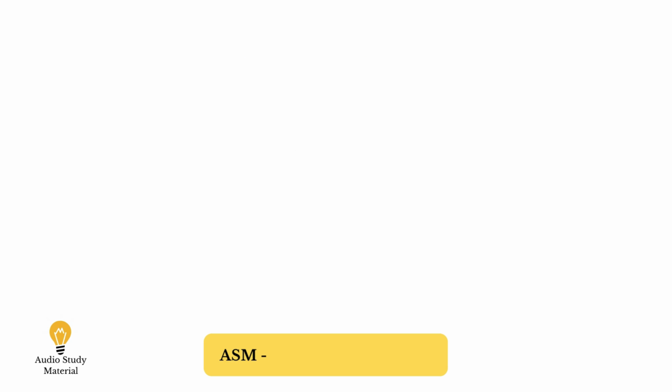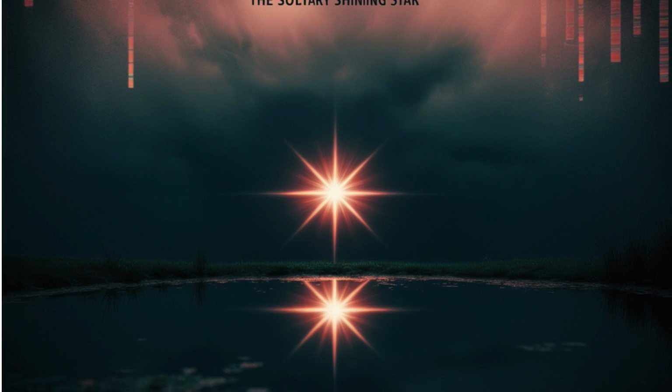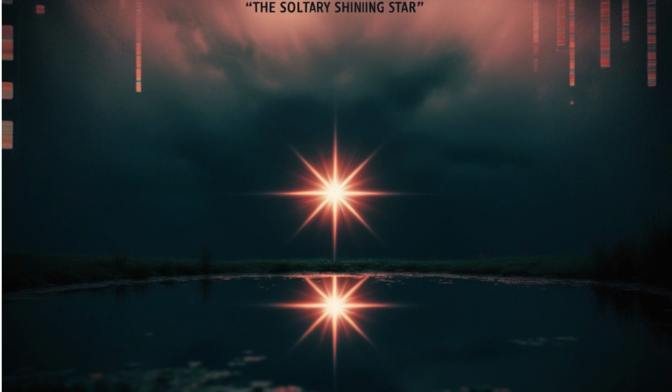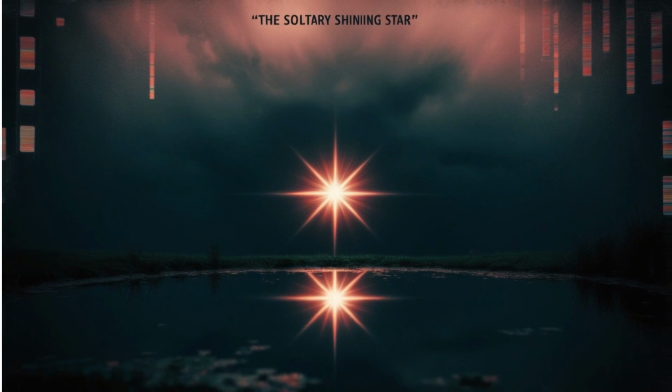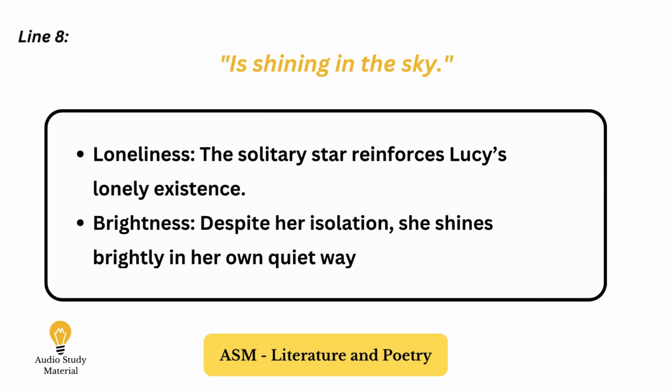Line 8. Is shining in the sky. The star continues to shine alone in the sky, further emphasizing Lucy's isolation. This image suggests that Lucy, though distant and unseen by many, still possessed a beauty and presence that illuminated her small corner of the world. Her beauty, like the star, is eternal, even if it remains largely unobserved by others.